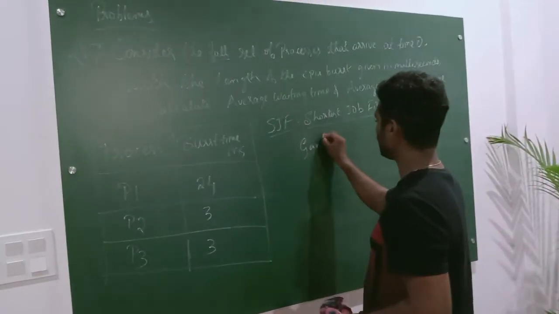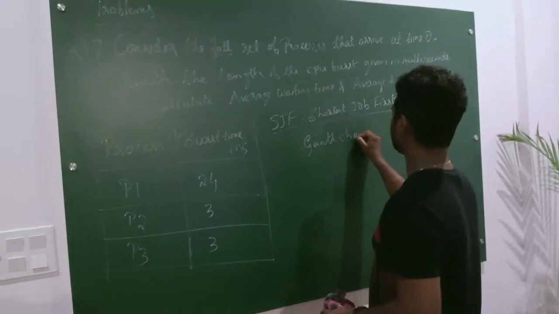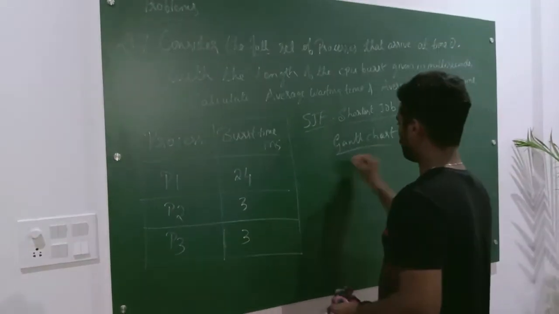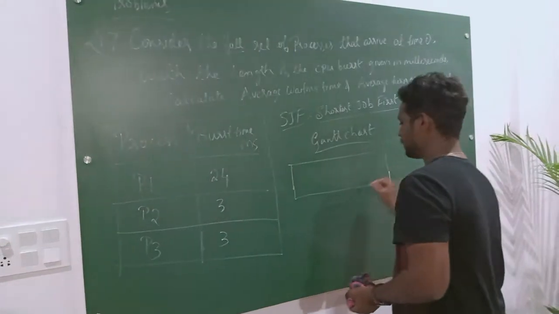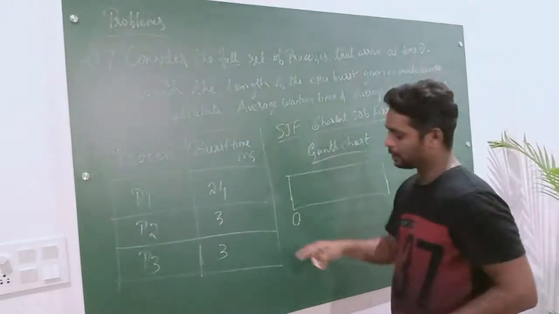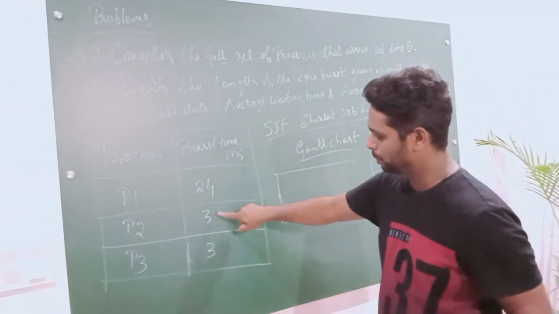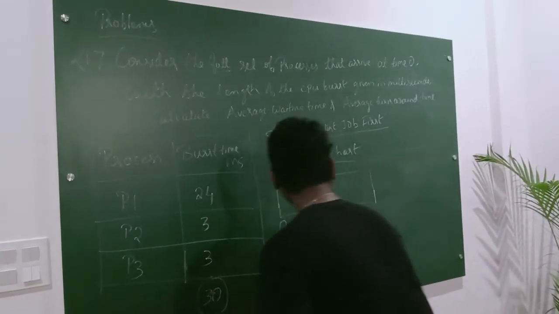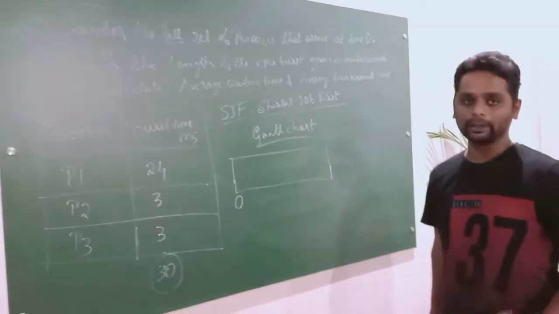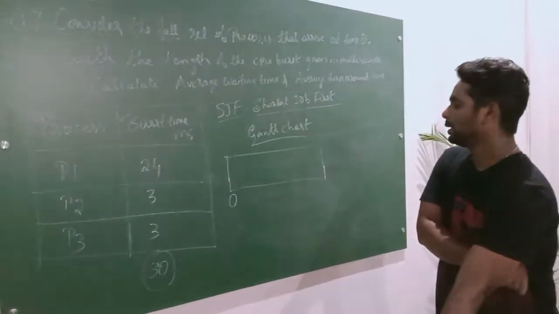So first main thing is you need to write the Gantt chart. Right. So obviously it starts with 0. And one more thing guys, you add all these burst times. 24 plus 3 is 27, 27 plus 3 is 30. So at the end of your chart, you need to get that 30 value. That's it.